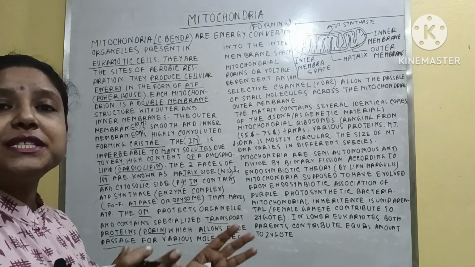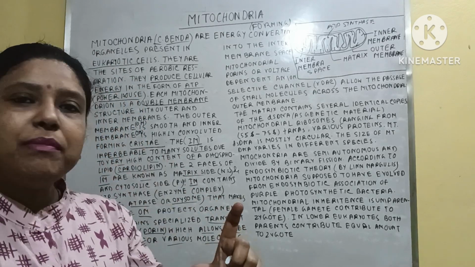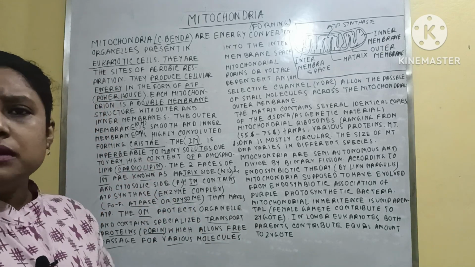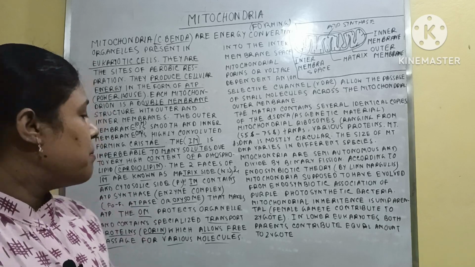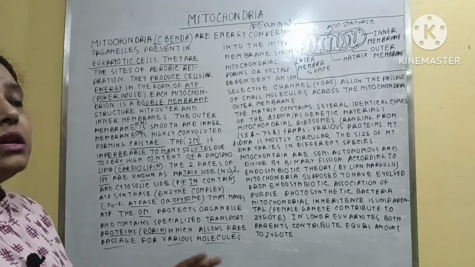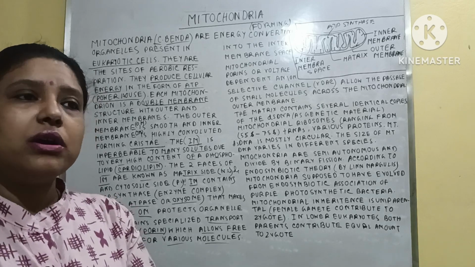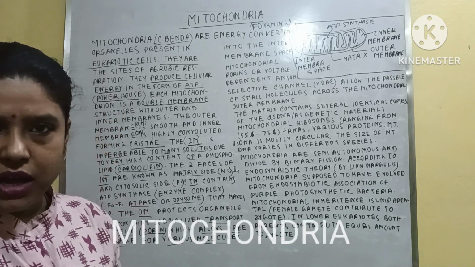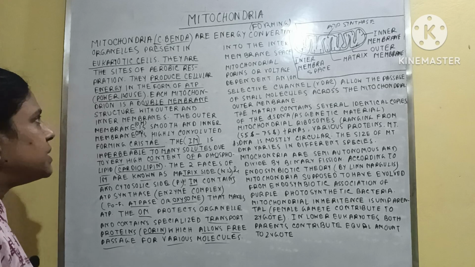So what is the difference between the inner membrane and the outer membrane? The inner membrane contains cardiolipin, that's why it's impermeable to all particles, but the outer membrane contains porin, that's why it is very easy, or it allows particles to enter within the mitochondria. Clear? That means into the matrix region.